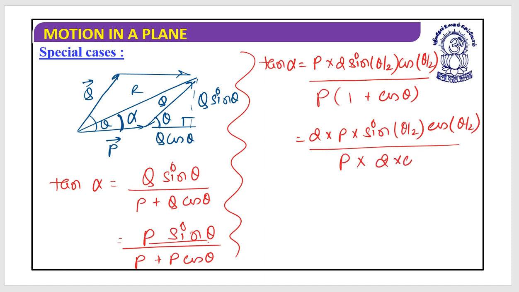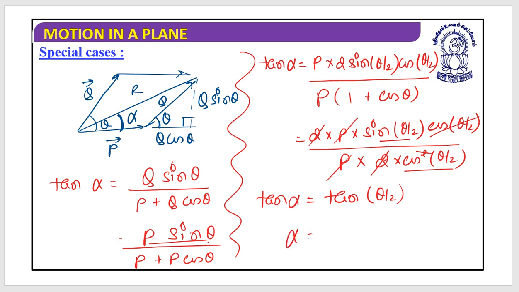It's 2 into cos square of theta by 2. Yes, this p and p cancel, this 2 and 2 cancel, this cos theta by 2 and this cos theta by 2 would cancel. So this is sin theta by 2, this is cos theta by 2. That would be tan of theta by 2. That should be equal to tan of alpha. That means alpha should be equal to theta by 2. It's an angle bisector. I hope you understand this.